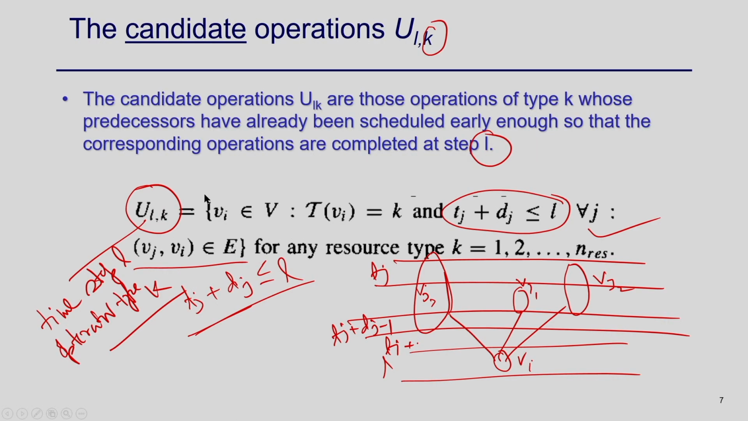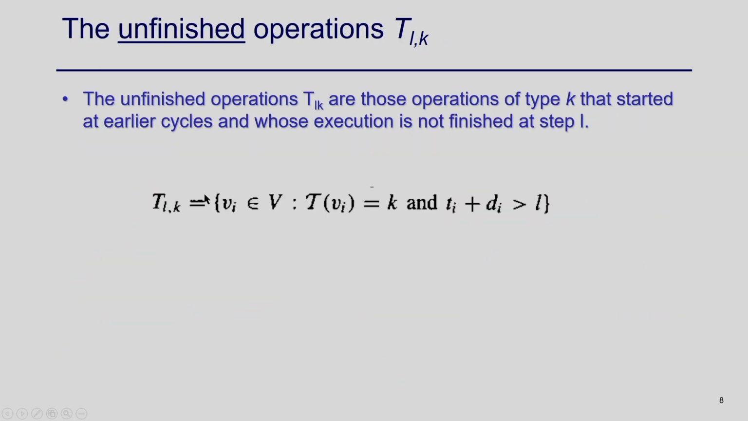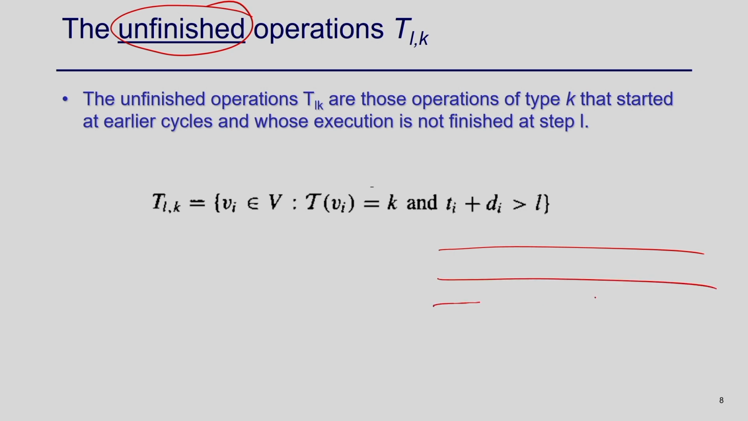So, this is the candidate operator, and the next set of operators is the unfinished operators. As I mentioned earlier, because this operator can be multi cycle, suppose you have started this operation from time step Tj, and it is running. So, you are now in time step L.